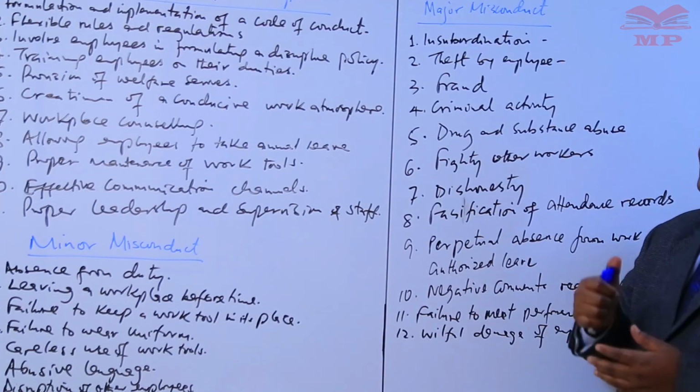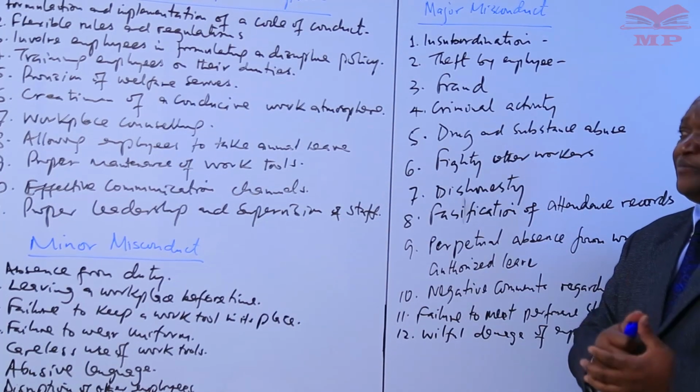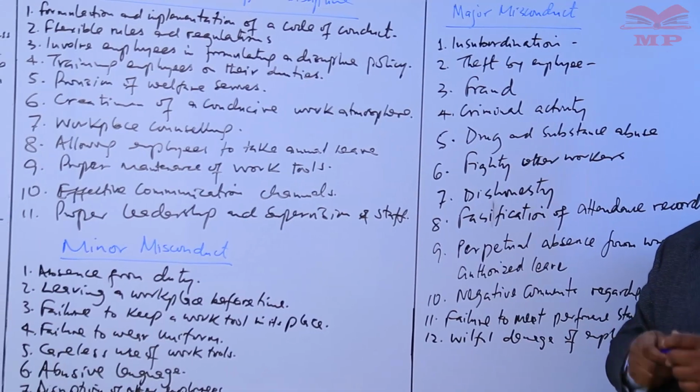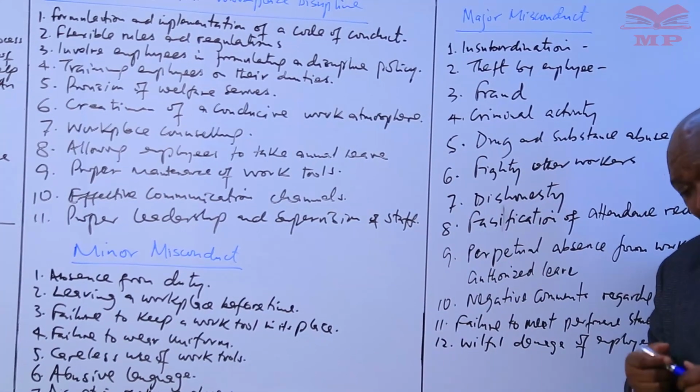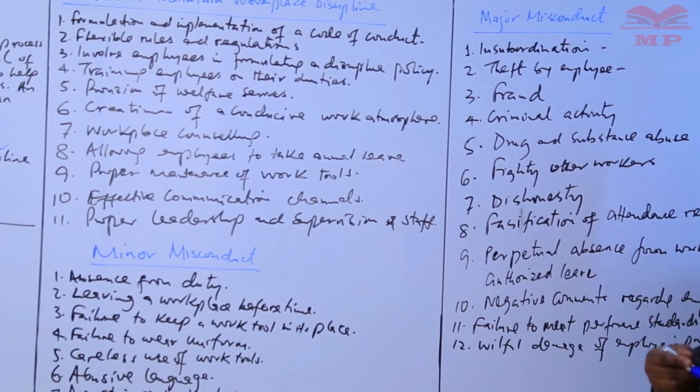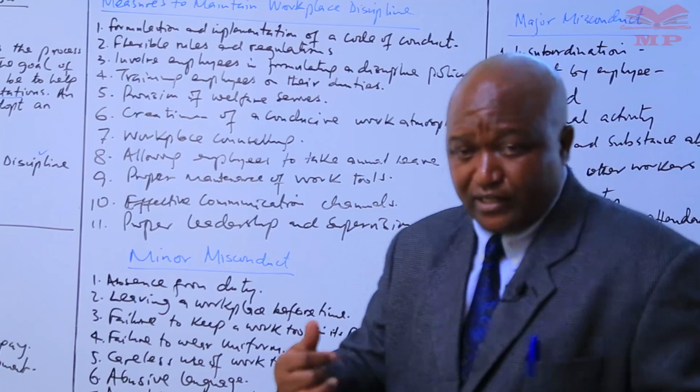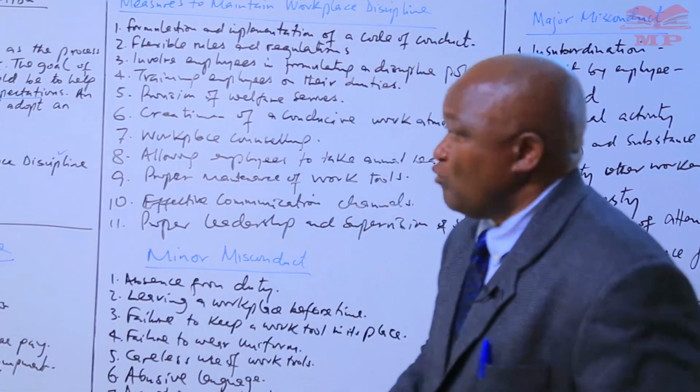So, Lana, the issue of maintaining discipline is a very delicate issue, and how it is done, it must be done progressively, so that you have what you call a progressive disciplinary process where a worker is given caution, a worker is given a warning, and so on.